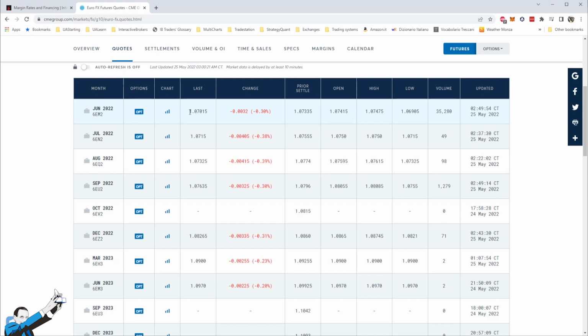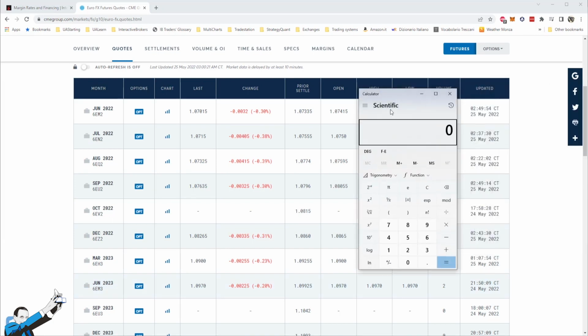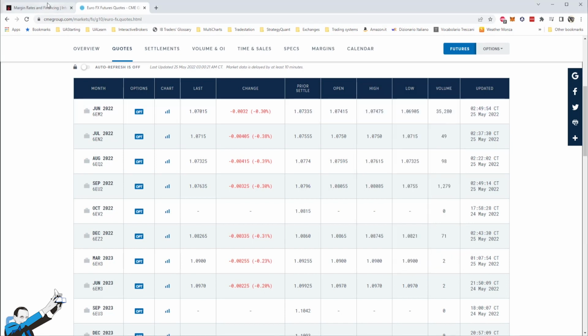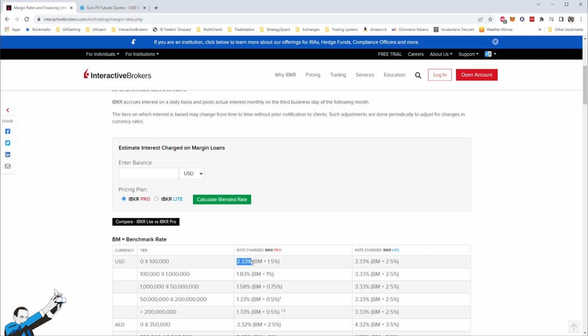Now, if we wanted to buy a futures contract and hold it, let's say for 1 year, the price we'd pay is exactly the difference between this June 2022 and this June 2023. We're going to do a quick calculation with the calculator. We'll divide 1.097 by 1.07105, and we'll get 1.025, which is a number that can definitely be compared to this 2.33%.